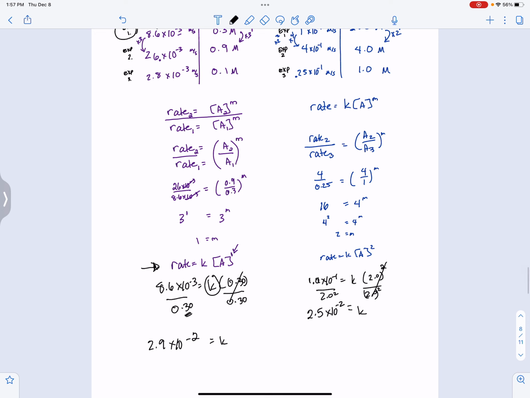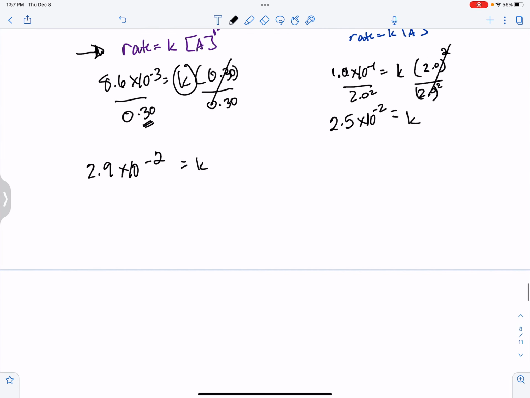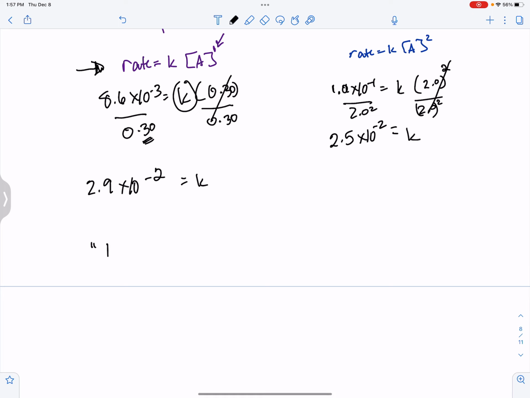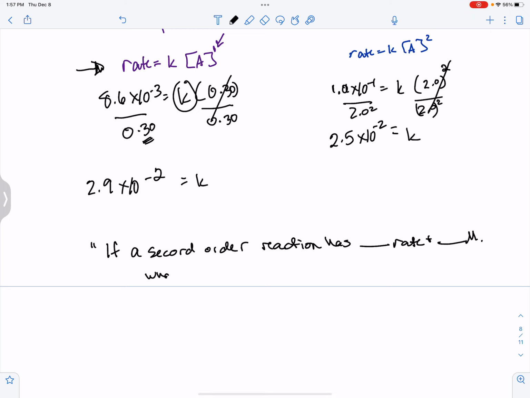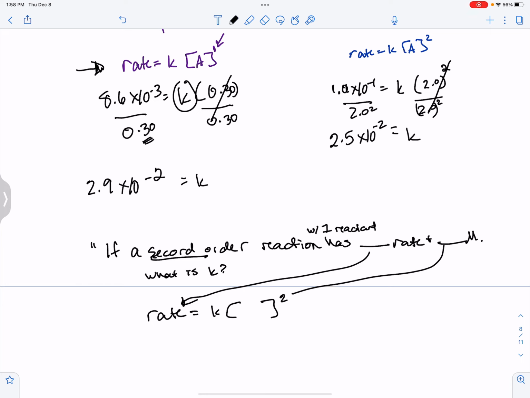Note that a second way that this problem can be presented is without all of the experimental data. It could just say if a second order reaction has this rate and this concentration, what is K? So we have just jumped past the experiment because if it says it's second order, and it should also say like with 1 reactant, like it only has 1 reactant in it, then we can jump right to already knowing what the rate law is and then plugging in the rate information and plugging in the molarity information.